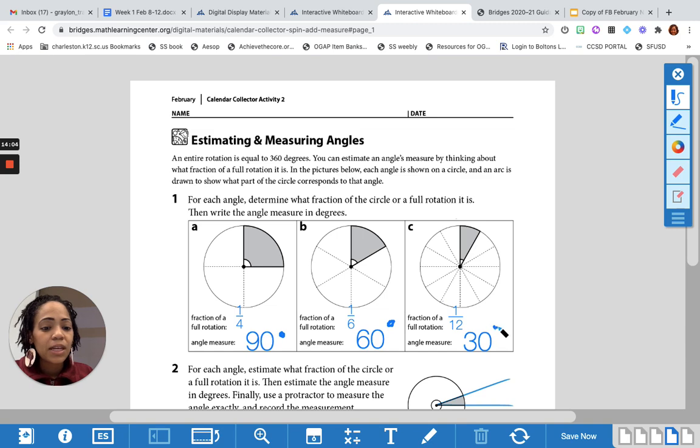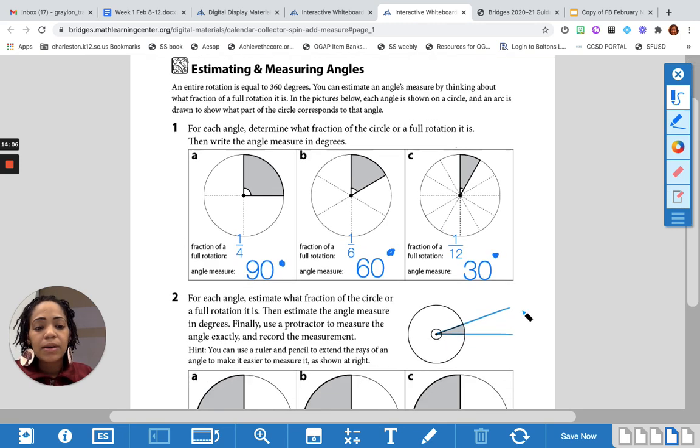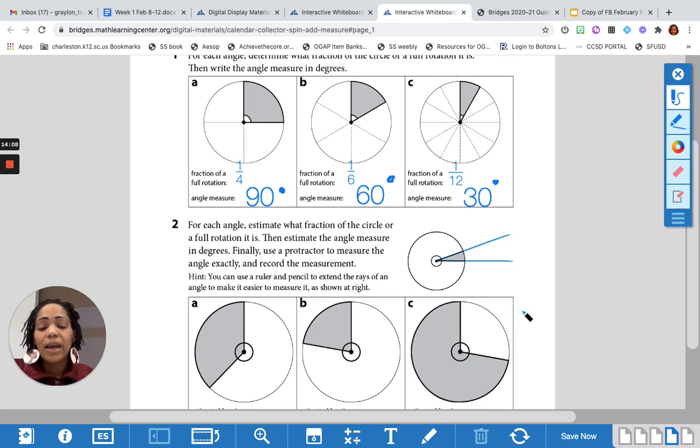Awesome. So the second part requires you to use a protractor to measure. And it's really hard for me to show you how to use a protractor virtually. So we're actually not going to do this part of the worksheet. But I will say, when you're measuring angles, you do have to pay attention to the arc. So in this case, we're not measuring this side. We're measuring the arc that's highlighted for us.